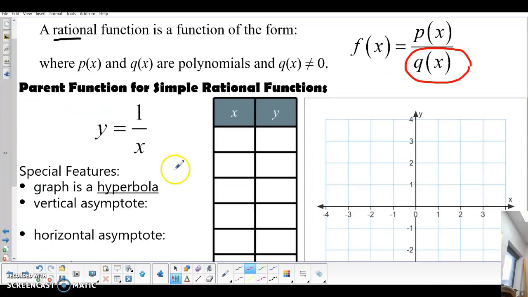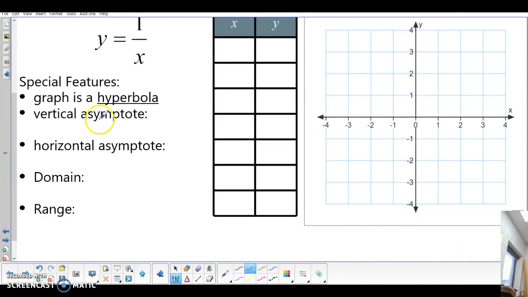Back to our notes here. I said the graph's a hyperbola. I said that there's a vertical asymptote at x equals 0 because I can't plug in 0. I said there's a horizontal asymptote at y equals 0 because I can never get 0 for an output. Domain and range, well, my domain would be all real numbers except the one that I can't plug in. Remember, this is related to the x values, which in this case are the vertical asymptotes. So all real numbers except 0. Okay?